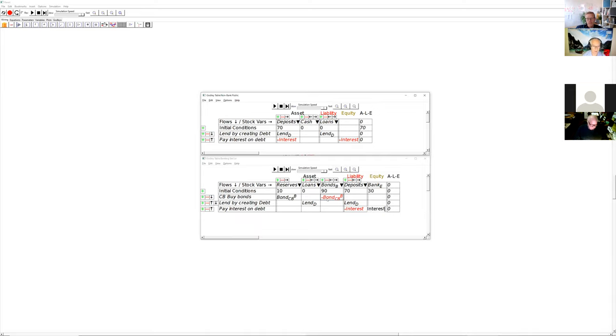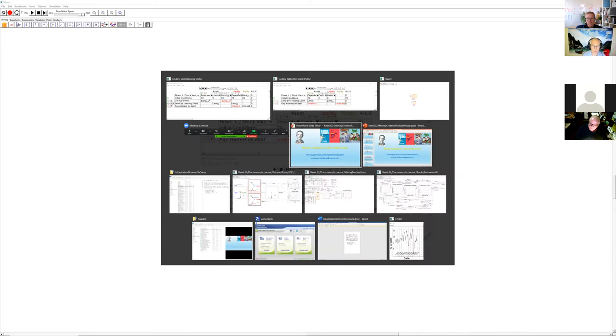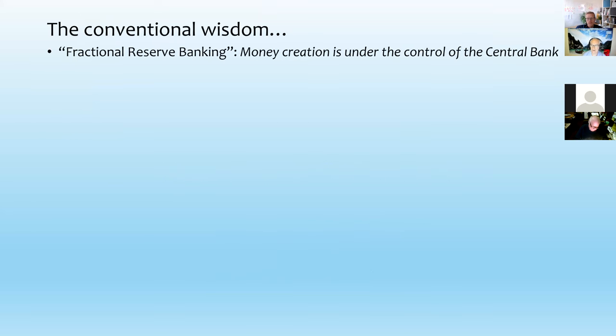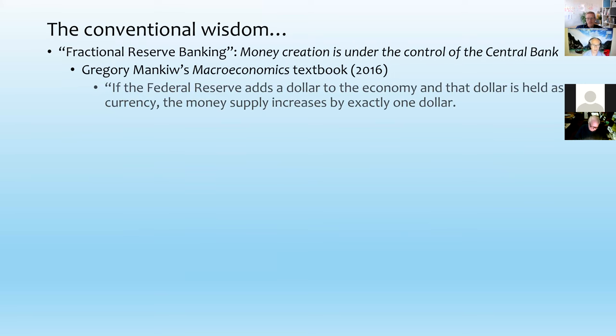And so what I'm trying to do with my non-orthodox approach to economics is to explain that. So let's just take a look at this. This is the reason your central bank governor believes what he said to the press: he swallowed this sort of textbook he would have done as an undergraduate student. This is Gregory Mankiw's macroeconomic textbook.